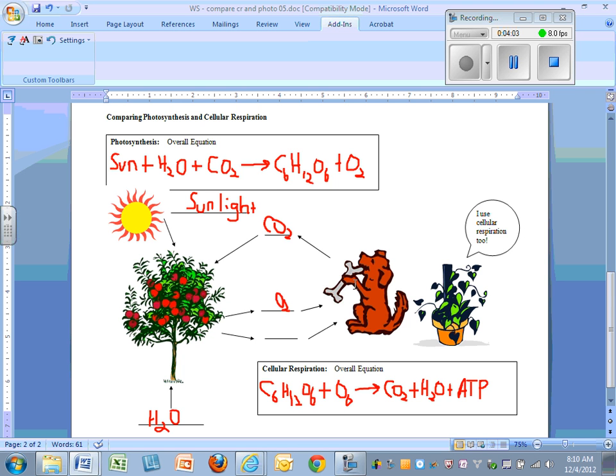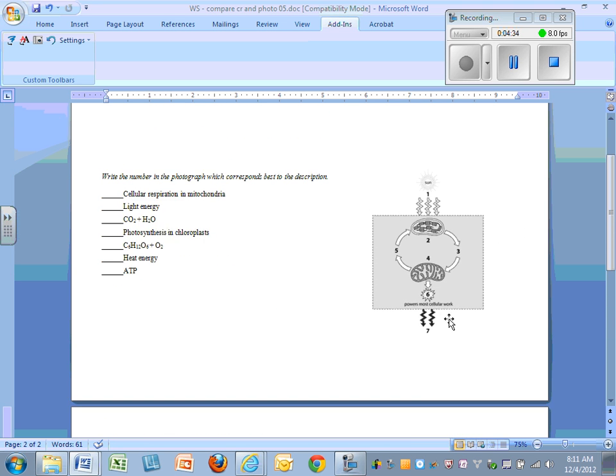What does the plant make in return? Oxygen. Guess what? Which is just what that dog needs to breathe. And what else does it make? Glucose. We'll put glucose here instead of writing it out. Sugar, carbohydrates, which is what the doggy needs to eat. Doggy eats and breathes, gives off carbon dioxide, makes some water, and makes ATP in the process. So that is the relationship between the two. It's all one big cycle.